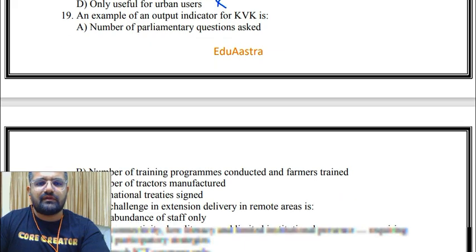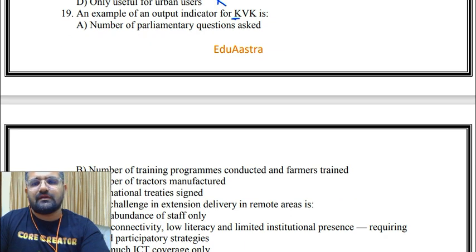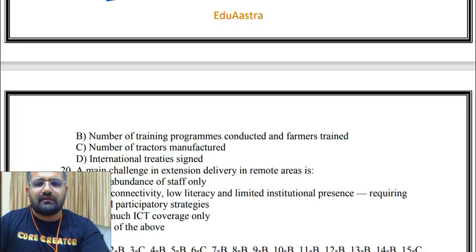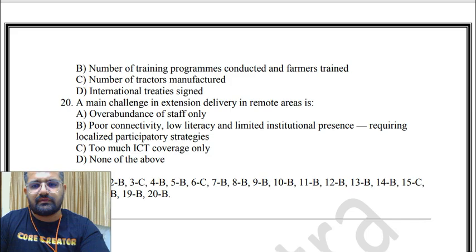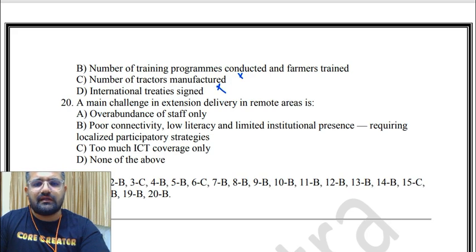An example of an output indicator of a Krishi Vigyan Kendra is: number of parliamentary questions asked, number of training programs conducted and farmers trained, number of tractors manufactured, international treaties signed. So we saw that it is the number of training programs conducted and farmers trained.